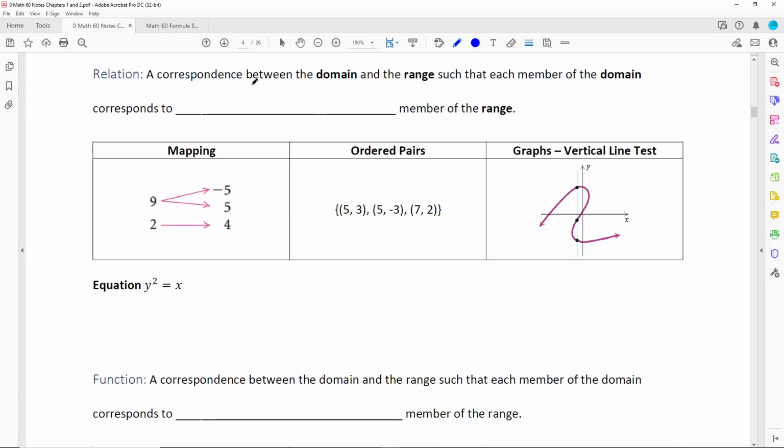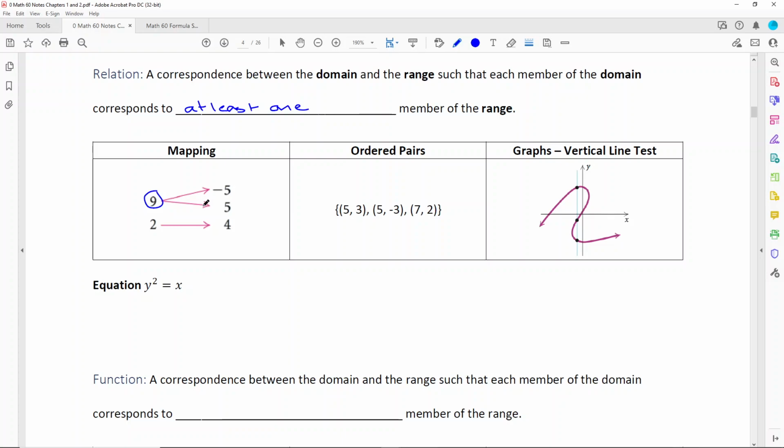There has to be a correspondence between the domain and the range, such that each member of the domain corresponds to at least one member of the range. What that means is that every x value has to correspond to at least one y value. So this x value, this is mapping. We don't use this a lot, but most textbooks think this describes functions and relations really well, because you can see that this x value, hey, look, it has more than one arrow coming from it.